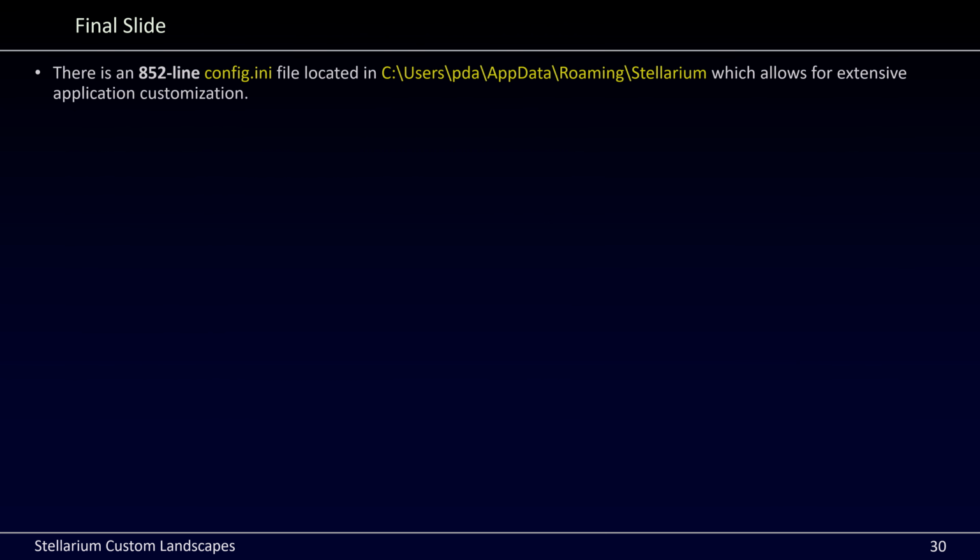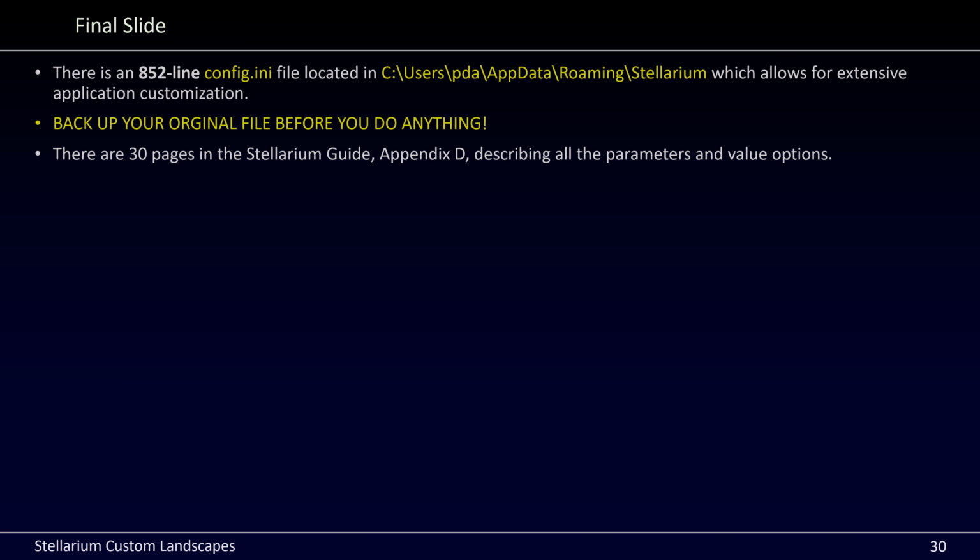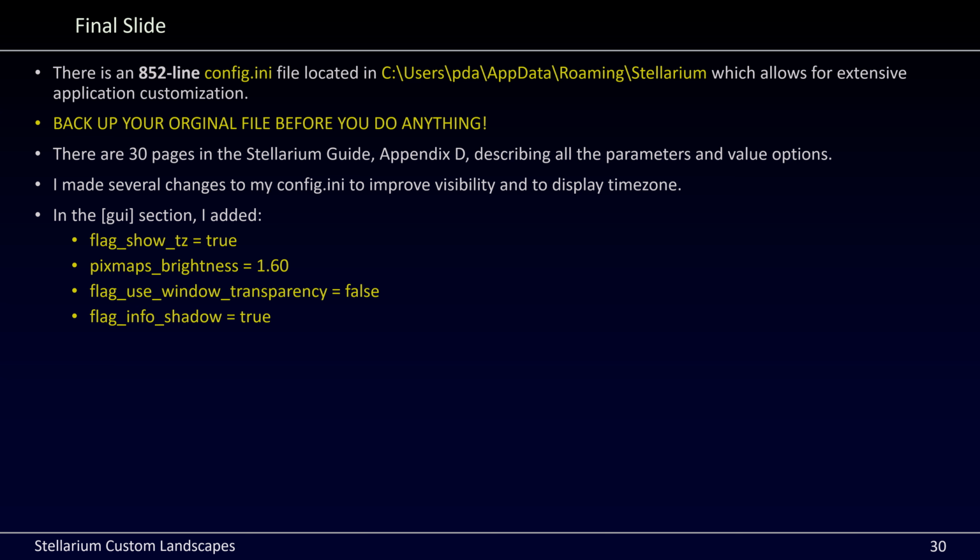So there's an 852 line config INI file located in the AppData Roaming Stellarium directory, which allows for an incredible amount of extensive application customization. Now remember, back up your original file before you do anything to this file. There are 30 pages in the Stellarium Guide, Appendix D, describing all the parameters and the value options. I've made several changes to mine, including changing the GUI to make it a little bit brighter, changing the window transparency, and changing a few elements.